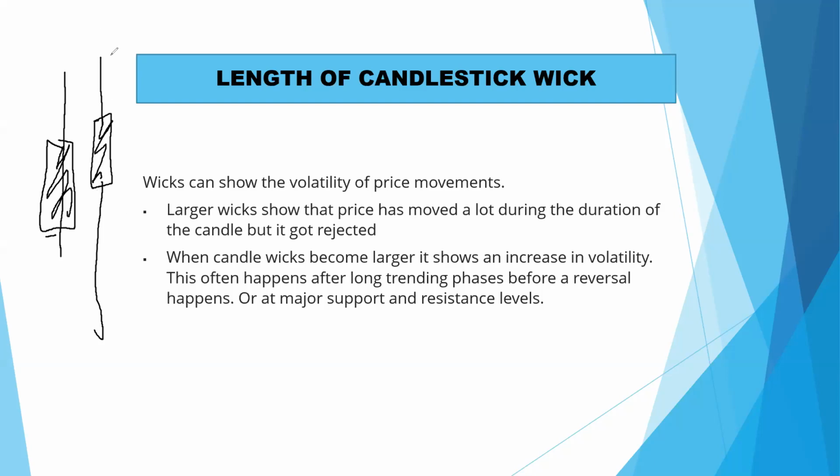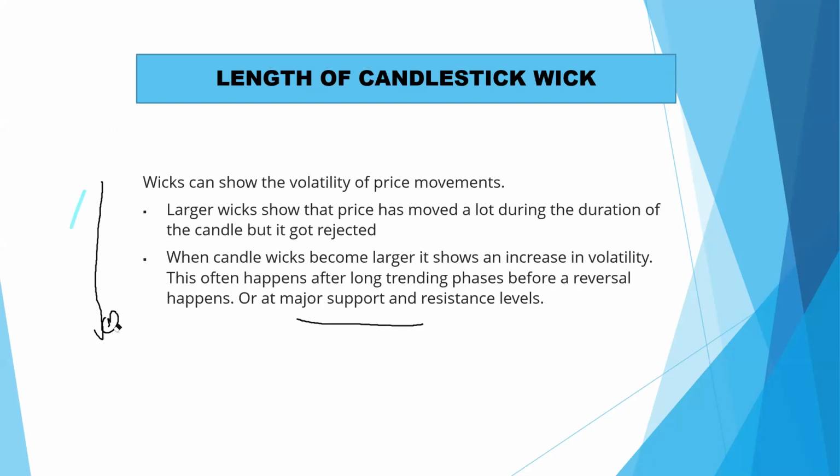So there is a lot of volatility. That's why you get such high prices and such low prices, all right? And this often happens after long trending phases before a reversal happens, or even at major support and resistance levels. So when you are reaching a major support or resistance level, a common thing that happens is buyers and sellers are fighting for position. So let's just say this is a support resistance level.